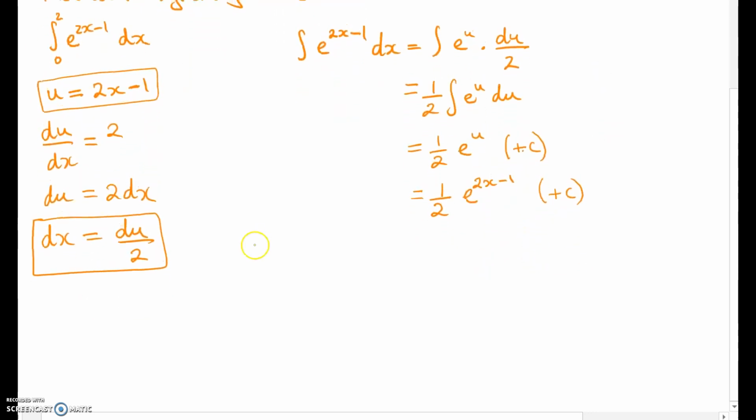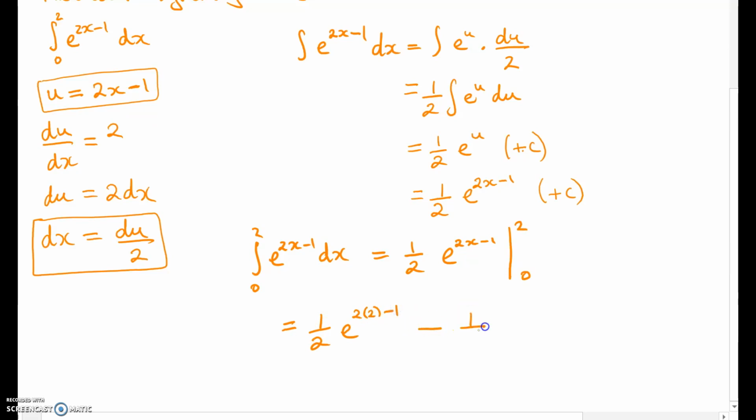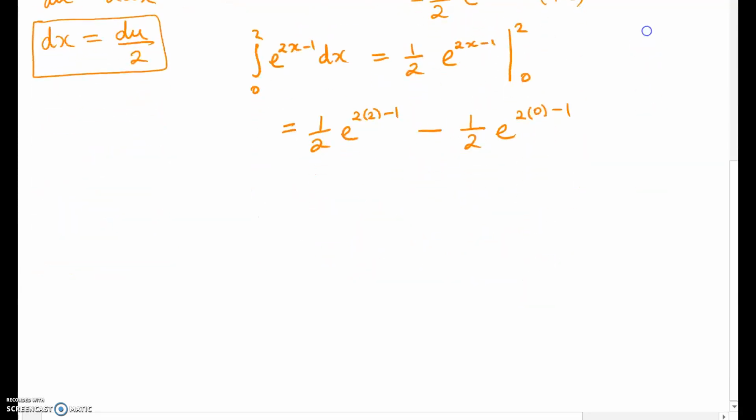With limits, the integral of e to the 2x minus 1 dx from 0 to 2 is equal to 1/2 e to the 2x minus 1, again from 0 to 2. So we're going to put in 2 first. That's 1/2 of e to the 2 times 2 minus 1, minus 1/2 e to the power of 2 times 0 minus 1. And that's going to be 1/2 e to the power of 3 minus 1/2 e to the power of minus 1.